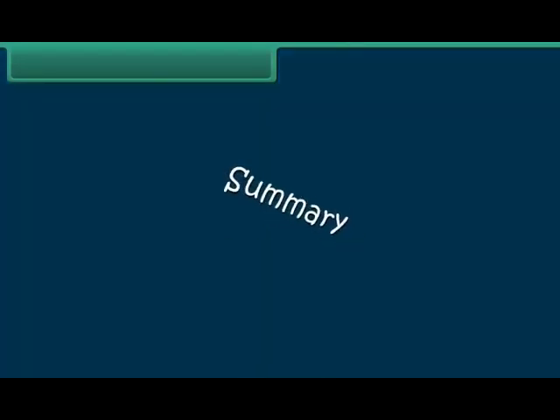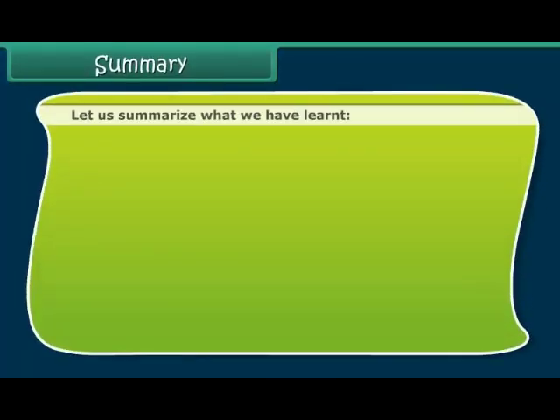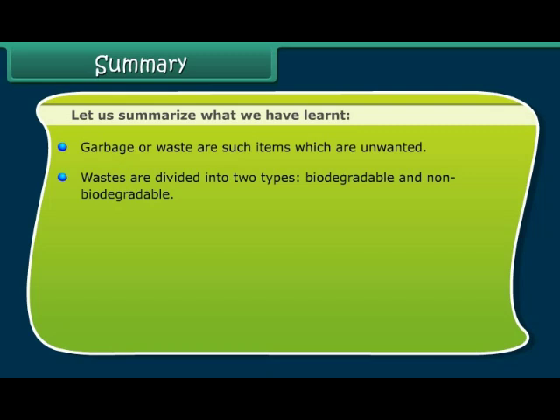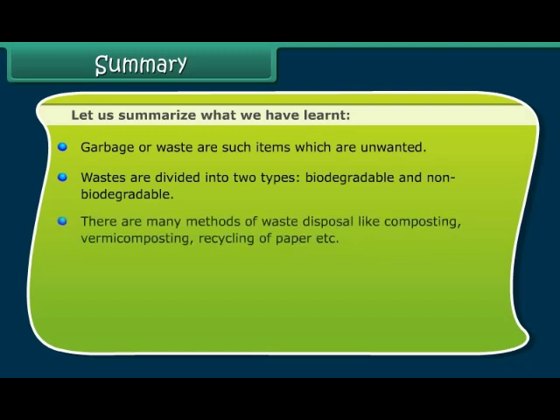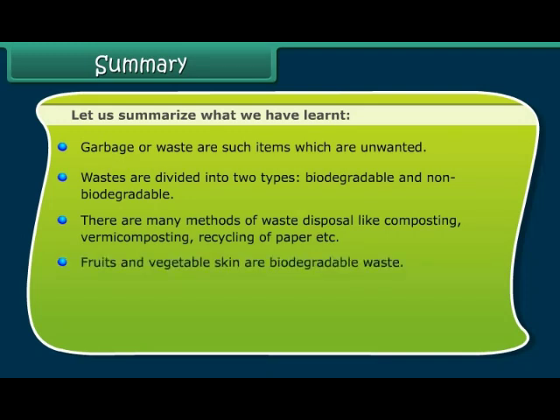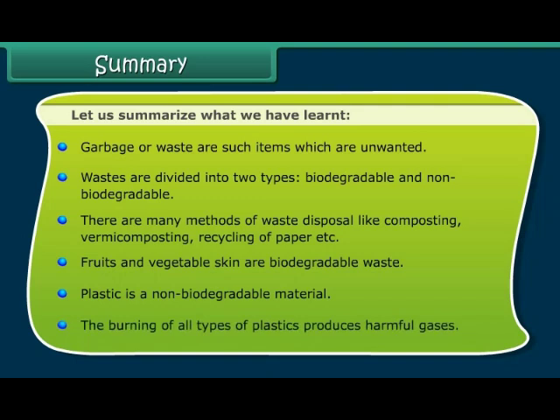Summary. Let us summarize what we have learned. Garbage or waste are such items which are unwanted. Wastes are divided into two types: biodegradable and non-biodegradable. There are many methods of waste disposal like composting, vermicomposting, recycling of paper, etc. Fruits and vegetable skin are biodegradable waste. Plastic is a non-biodegradable material. The burning of all types of plastics produces harmful gases.